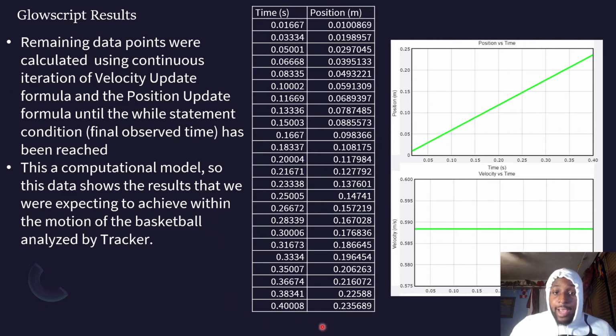So over here, I have the data plot points. I have the position versus time graph, which shows the constant velocity, and I have the velocity versus time graph, which shows the constant velocity in the positive x direction.